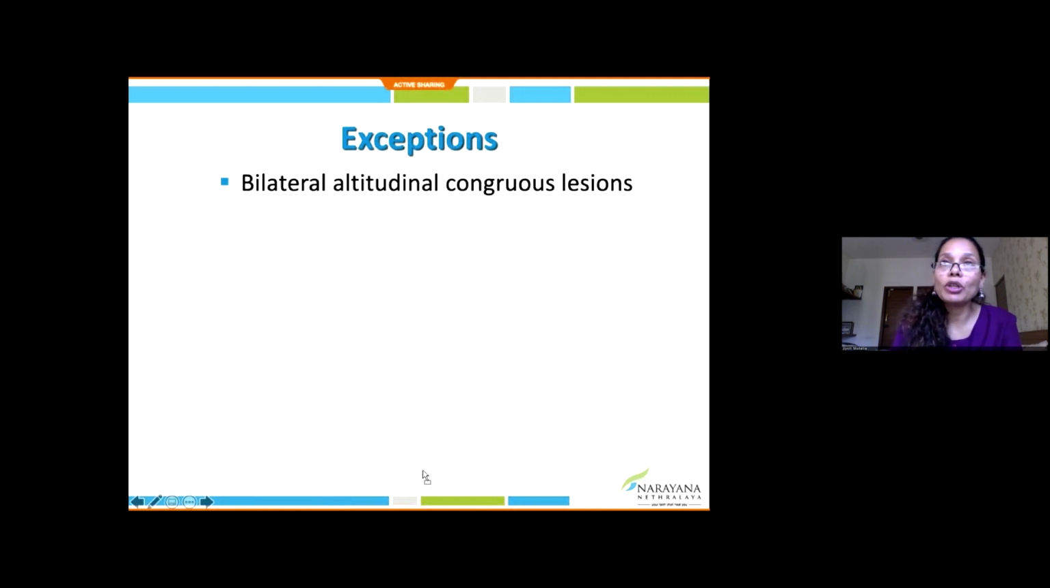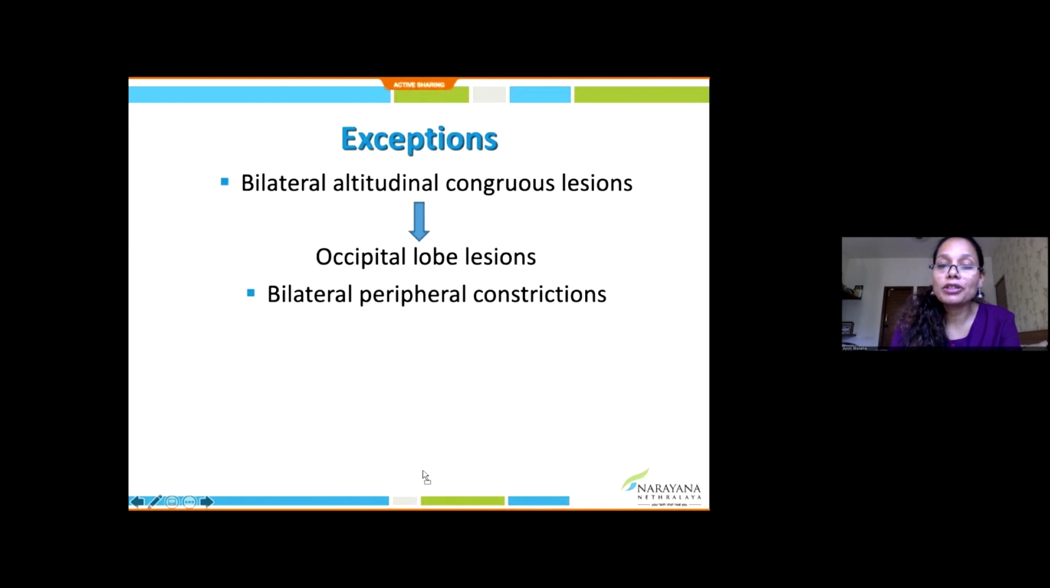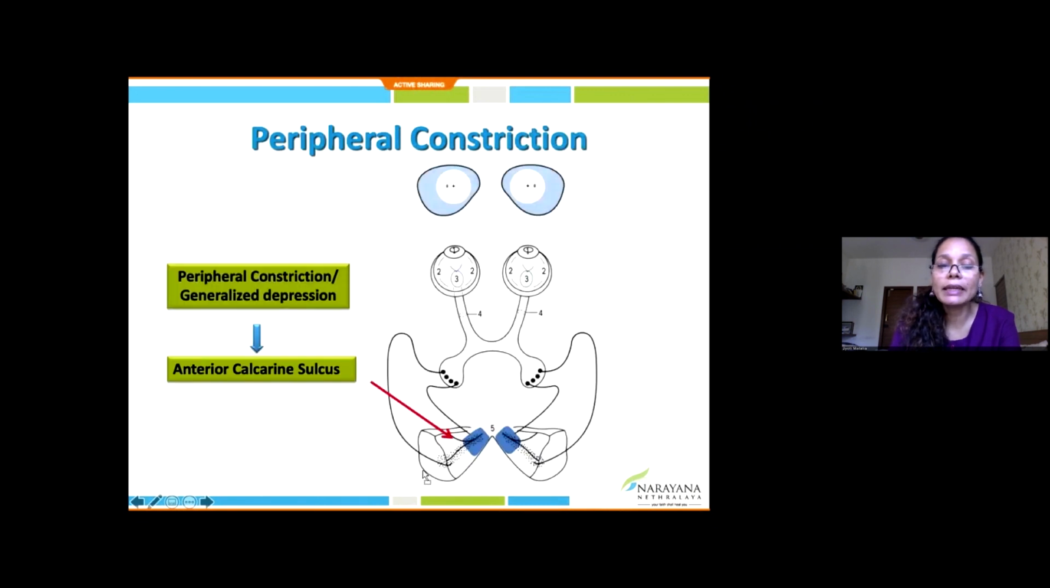For example, you may have bilateral altitudinal congruous defects, which is very common in occipital lobe lesions. Like in this case, superior altitudinal defects are due to bilateral infarcts of the inferior occipital lobe. You could also have bilateral peripheral constrictions that are seen in IIH or occipital lesions. This is an occipital lesion where you can see it is due to injury to the anterior calcarine sulcus.